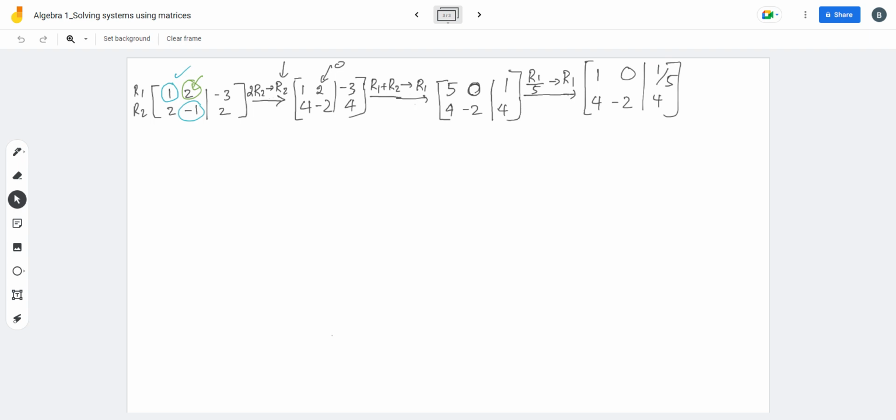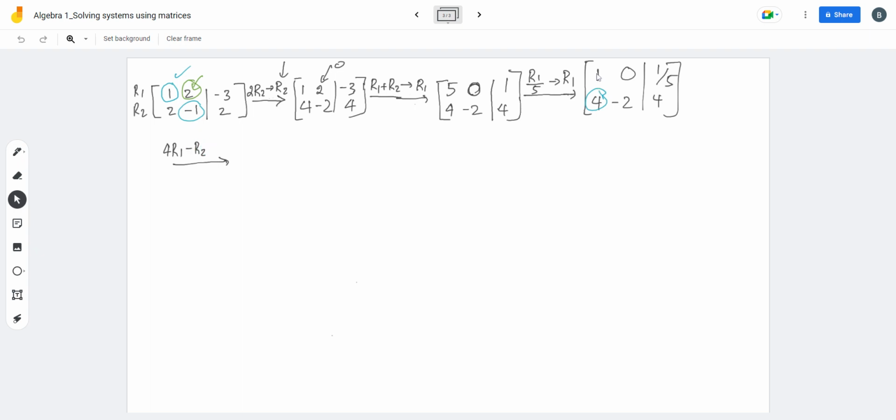Now, what's next? You want this position here to be 0. So what you're going to do is multiply row 1 by 4. If you multiply row 1 by 4 here, that would be 4, and then you subtract row 2.